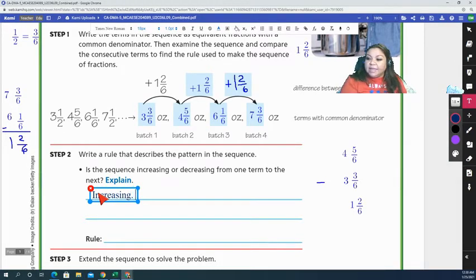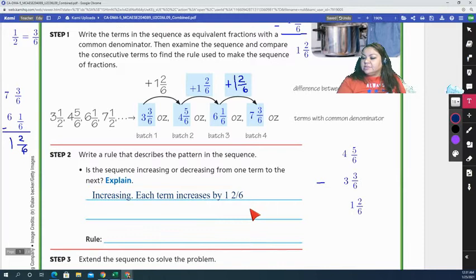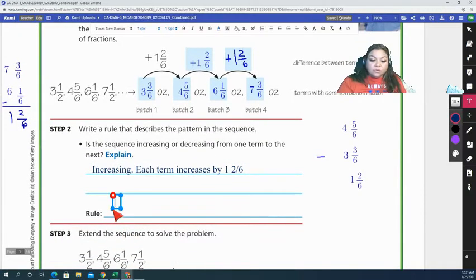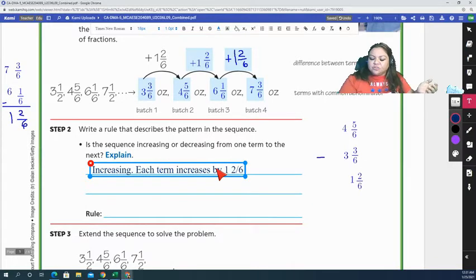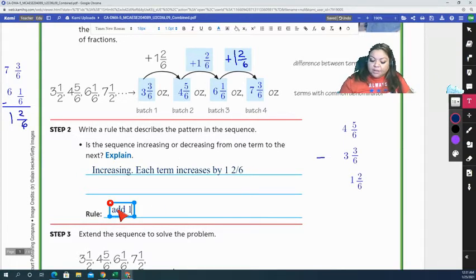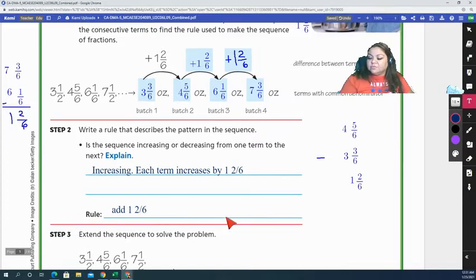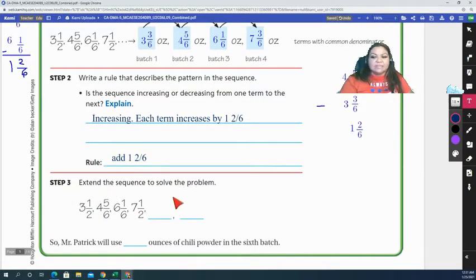So it's increasing each term, and the rule is each term increases by 1 and 2/6. So that is my explanation. The rule, or actually that's so the rule. I'm sorry. Or I could say here too that the previous term is smaller by 1 and 2/6. The rule is add 1 and 2/6 every time. So that's the rule. So now we're going to extend the sequence by adding the 2/6 to the next digit.